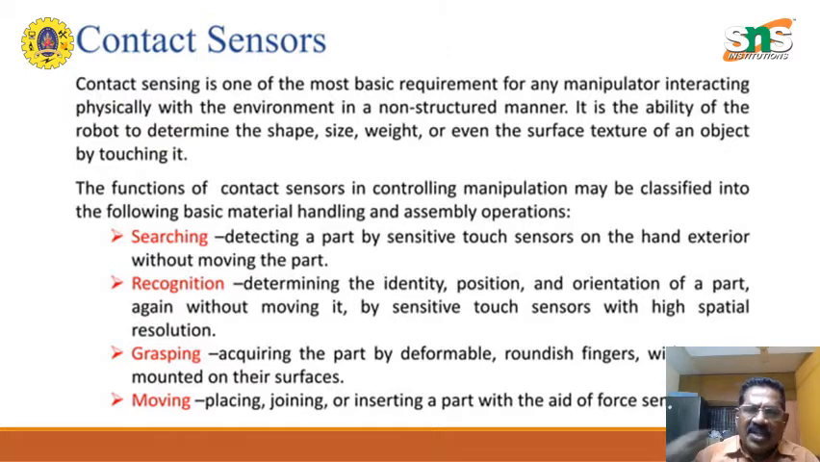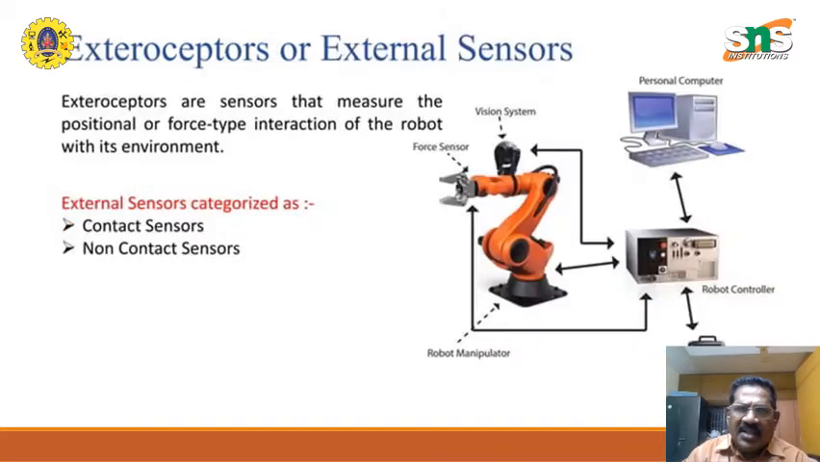Then you have grasping: acquiring the part by deformable roundish fingers, which are mounted on the surfaces. The next one is moving or placing, or joining or inserting, with the aid of a force, where you try to assemble the parts. These are the four different kinds of functions for which the robot uses the sensors.